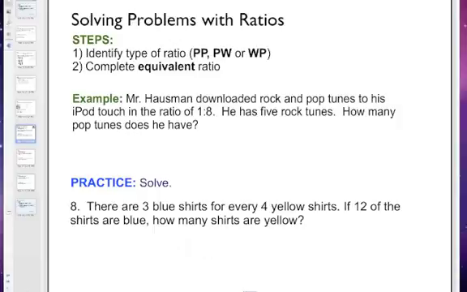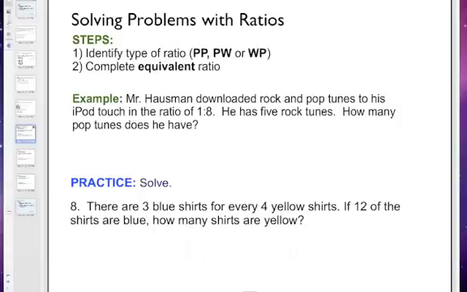All right, the last thing we need to work on is using that knowledge we just gained to solve problems with ratios. And it's really 2 steps. First, identify the type of ratio you're working with, and then find an equivalent ratio. Most often, when you find the equivalent ratio, you're finding the number that the problem is wanting you to. So let's do one together.